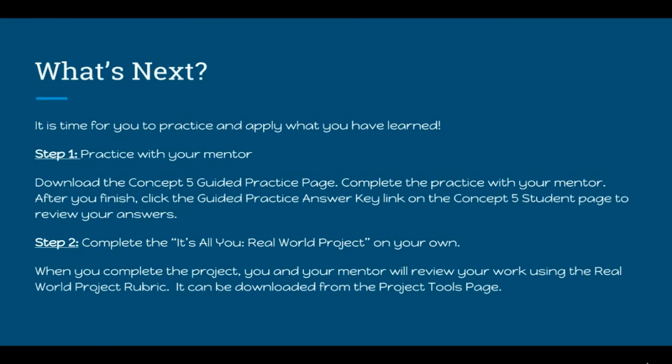So what's next? It's time for you to practice and apply what you've learned. The first thing you're going to do is practice with your mentor using the guided practice page off of the Concept 5 student page. Complete your practice and then review the answers by clicking the guided practice answer key link on the Concept 5 student page. Complete the It's All You real world project on your own and then review your work with the rubric with your mentor. That can be downloaded from the Project Tools page.